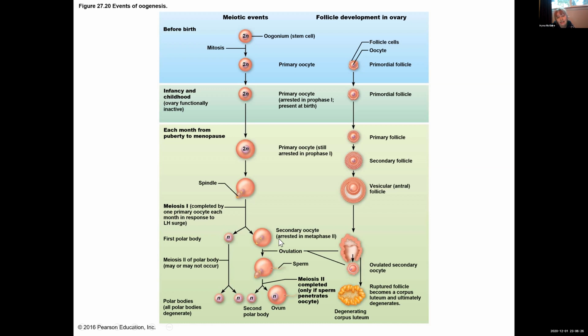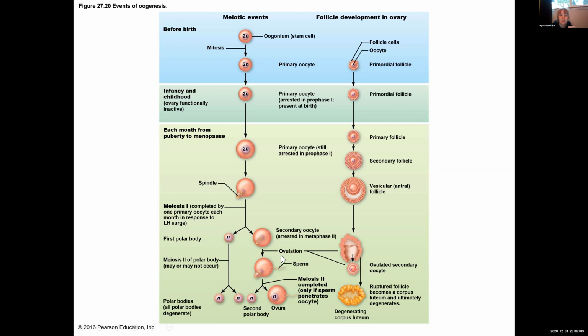Now, the secondary oocyte enters meiosis 2, but it's arrested again. So it does not finish meiosis 2. It's arrested now in metaphase 2. And during ovulation, the secondary oocyte is ovulated. So it's not the ovum that is ovulated. That is really weird. But the secondary oocyte is already haploid, but it did not finish the second round of division, meiosis 2.